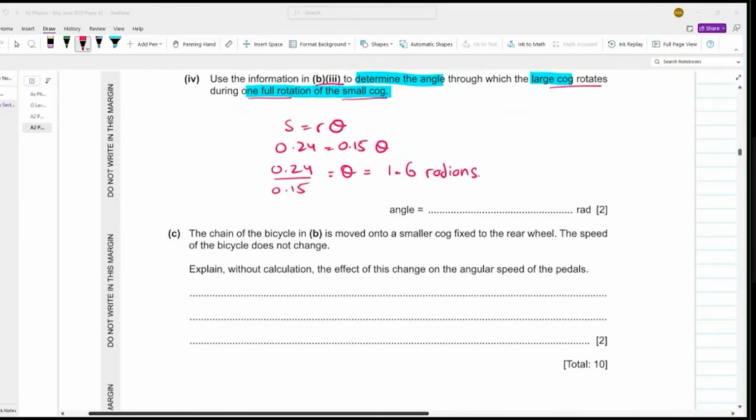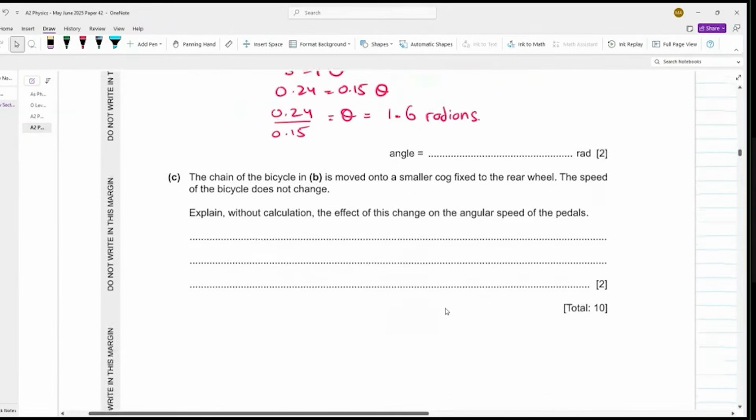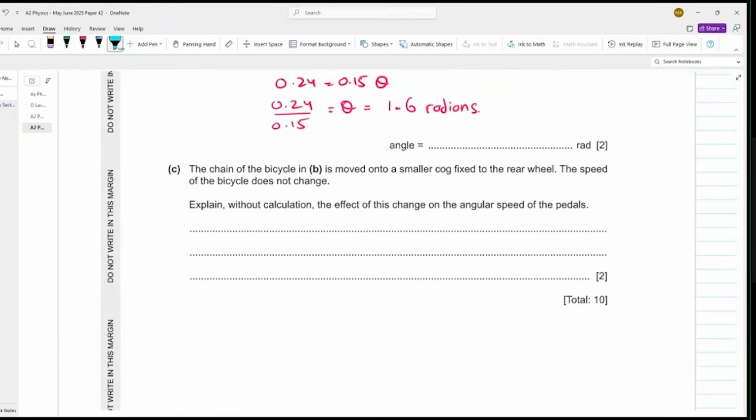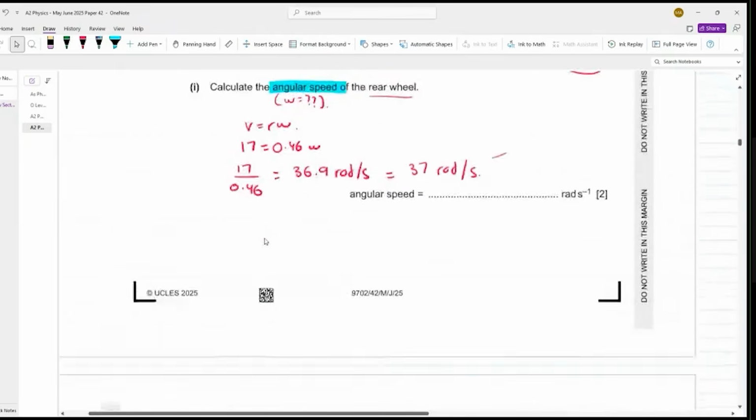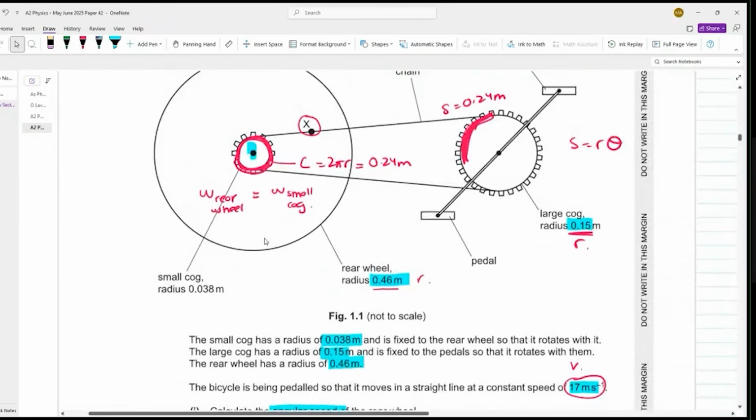Is everything clear up till now? Because the next question is a little tricky. The chain of the bicycle is now moved onto a smaller cog fixed to the rear wheel. Sir, what do you mean by this? By this, beta, I basically mean that you now have a smaller cog here.